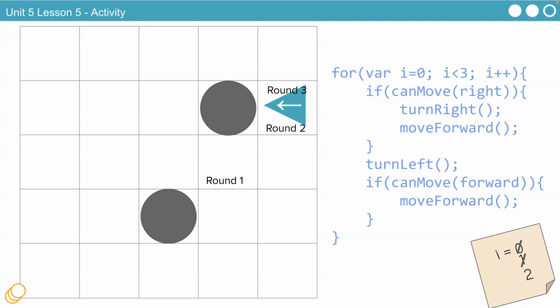In the next round, we did all the actions, which was turn, move, up. And then in the third round, we couldn't move right, so we didn't do any of that. But what we did do was we turned left, and then we couldn't move forward, so we didn't do that. And that's just where we ended up.